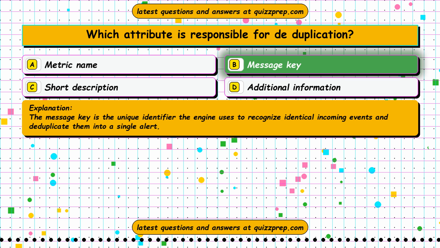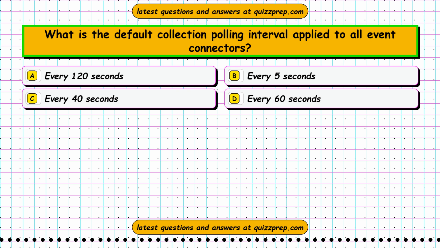Question 7. What is the default collection polling interval applied to all event connectors? Option A, every 120 seconds. Option B, every 5 seconds. Option C, every 40 seconds. Option D, every 60 seconds.